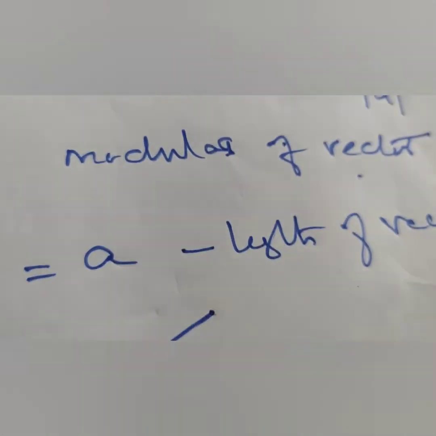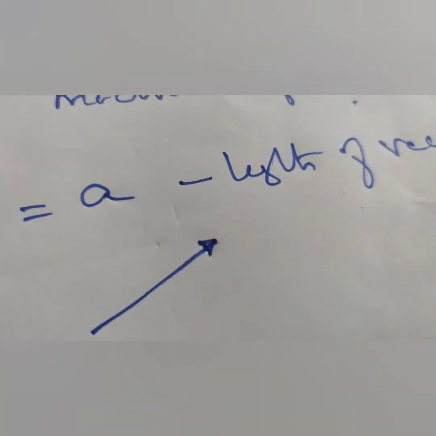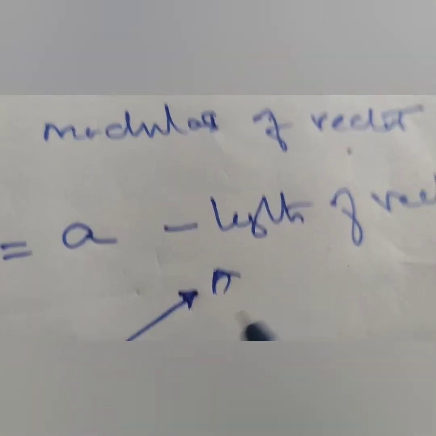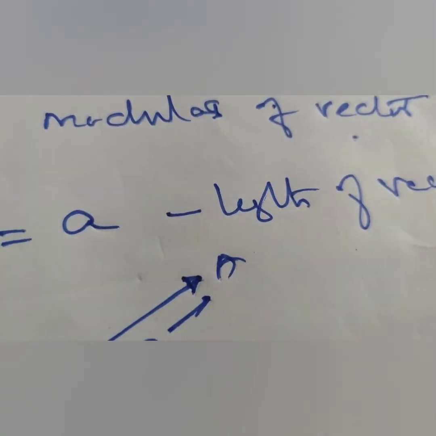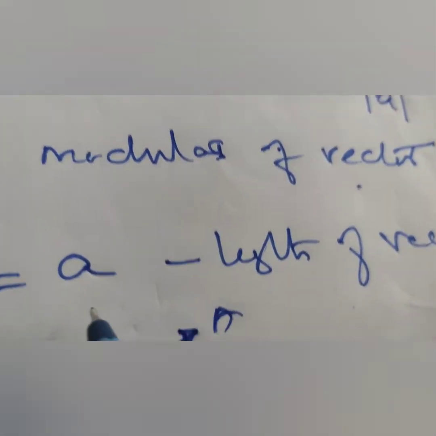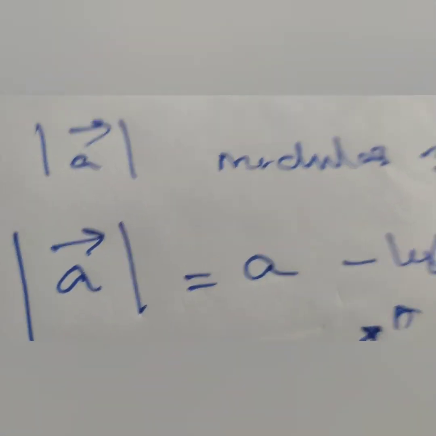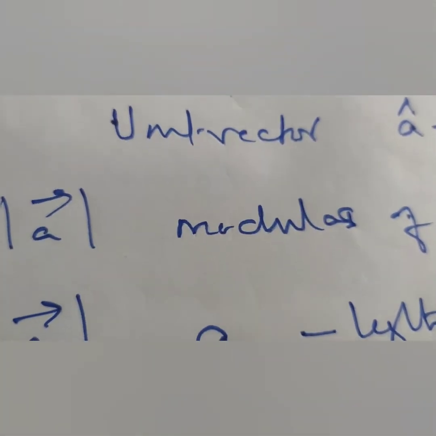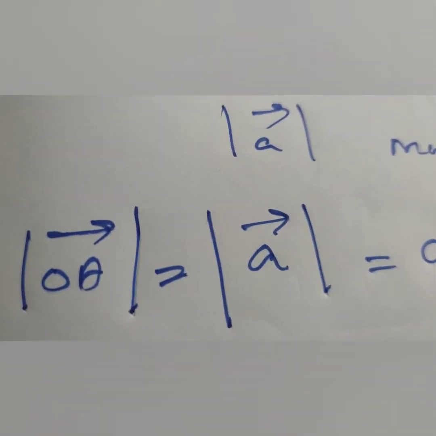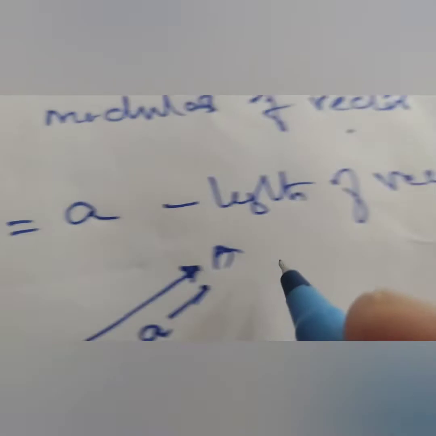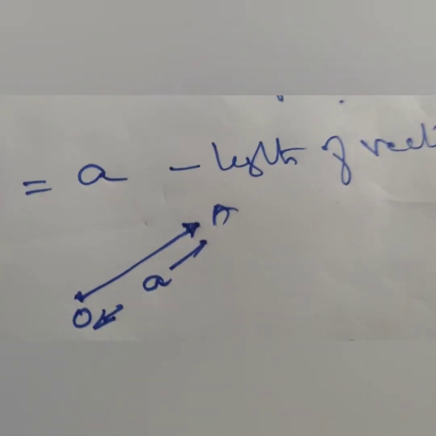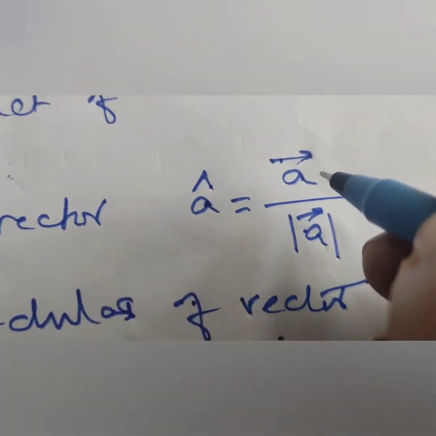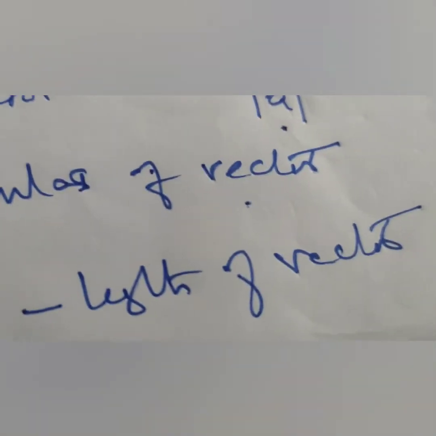And this is a vector. So A is the value, and the length of the vector is the modulus of the vector. The modulus of the vector over A equals one, so the modulus of the vector is equal to A times the length of the vector. So now the unit vector is the vector divided by the modulus of the vector.